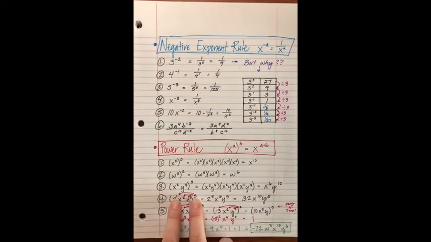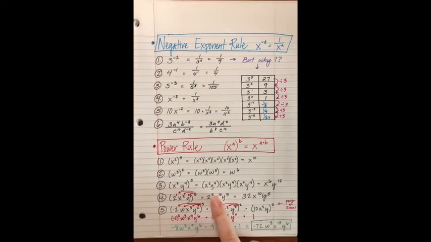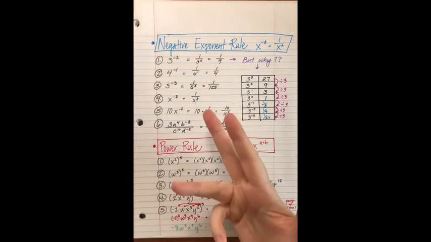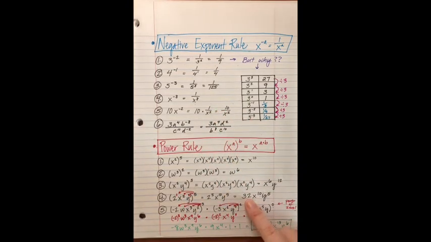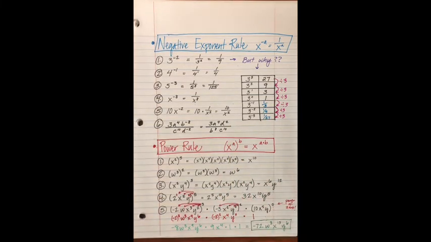So 1 times 5 is 5, so I wrote 2 to the 5th. 2 times 5 is 10, x to the 10th. 1 times 5 is 5, y to the 5th. Now we're going to simplify that if we can. So 2 to the 5th, that's 2 times 2 times 2 times 2 times 2, that's 32. X to the 10th, y to the 5th, final answer. Okay, and notice a lot of our answers are just kind of shoved together, and that is a proper way to write it. If it bugs you, you could write multiplication dots in here. 32 times x to the 10th times y to the 5th, that's fine. It means the same thing.